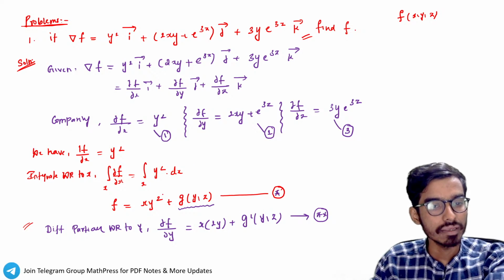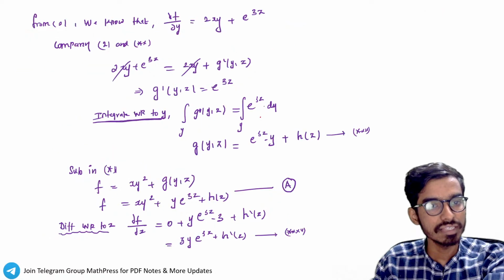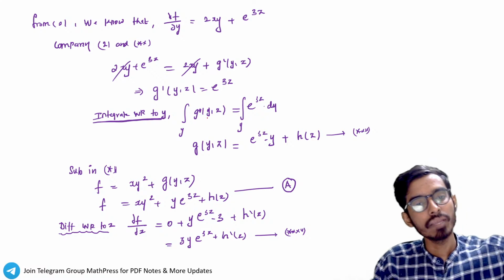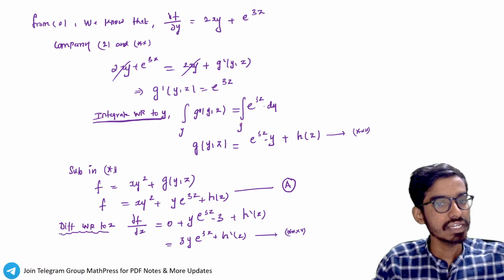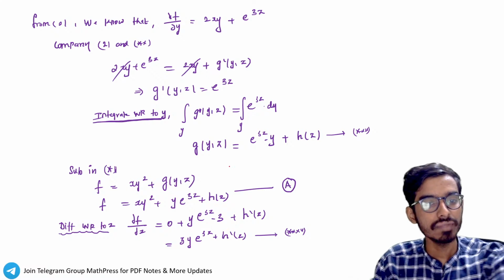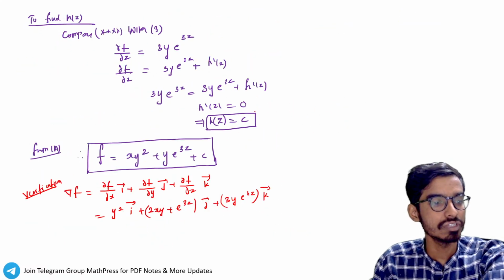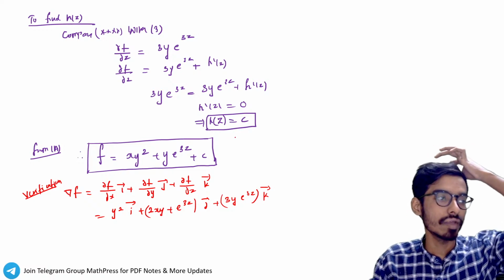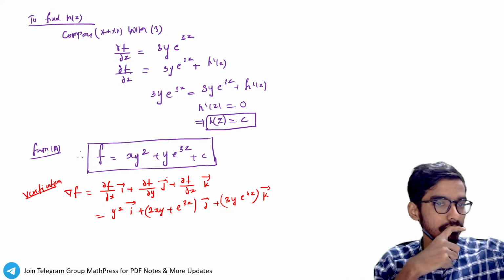So dou f by dou y will be: you differentiate this with respect to y. Now you compare this and this. You will get g dash of y comma z is equal to e power 3z. Integrate with respect to y. This is very important. If you integrate with respect to y, g of y comma z will be e power 3z y plus h of z, because we are integrating with respect to y, so we have a function of z. Now our aim is to find h of z. So differentiate with respect to z and compare this with this. You will get h dash of z equal to 0. So h of z is c. So we have found g of y comma z and h of z. Substitute here. You will get the required f. Is it clear? Then move on to the next problem.